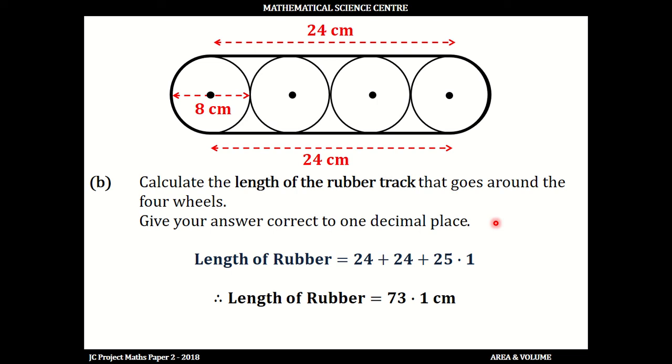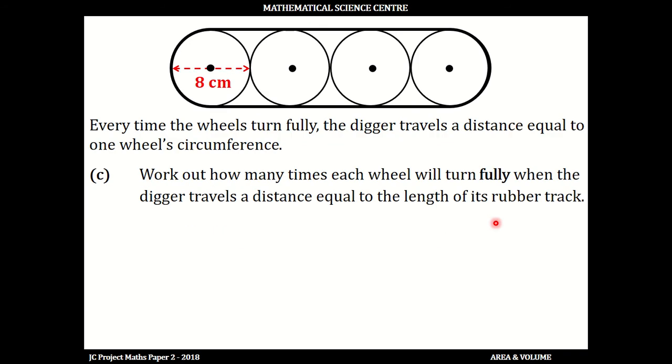Now, then it states, every time the wheel turns fully, the digger travels a distance equal to one wheel's circumference. Work out how many times each wheel will fully turn when the digger travels a distance equal to the length of its rubber track. Now, what was the length of the rubber track? 73.1. We want to know how many times each wheel turns.